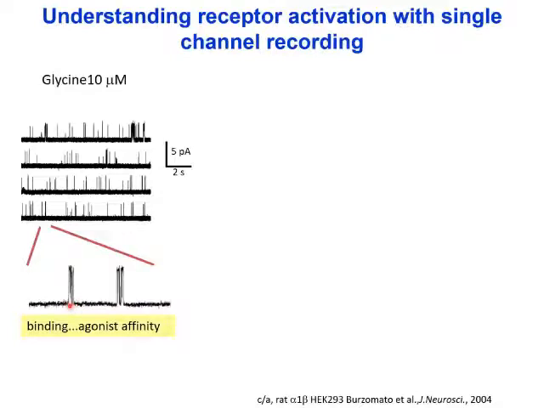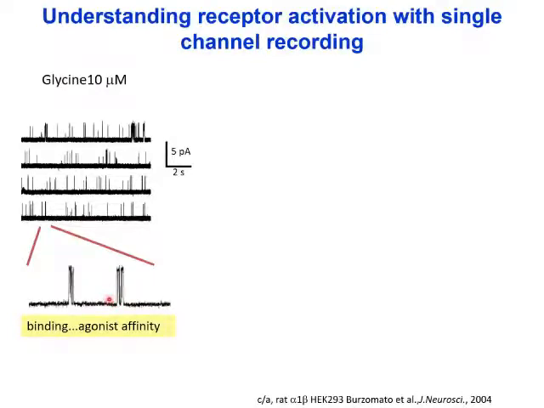What do I mean by that? The channel doesn't open if glycine is not bound. It's got a very good signal-to-noise ratio for detection of the agonist concentration. So it only opens when the agonist is bound. If the agonist unbinds, the channel shuts, and it doesn't reopen until another molecule of agonist has bound. So the length of this is the time that it takes for another agonist to bind.